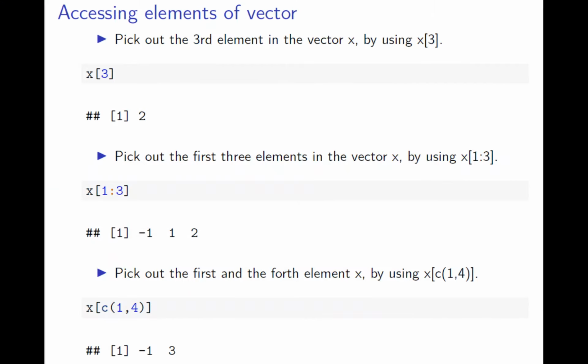Now how do we access a particular element? The subset operator is the square bracket. x[3] gives you the third element. If you pick the first 3 elements, then there's 1:3, which is very similar, because we want the vector of 1, 2, 3. So that gives you 1, 2, 3. If we want to get only the 1st and 4th, then we use c(1, 4). This is how it works out.